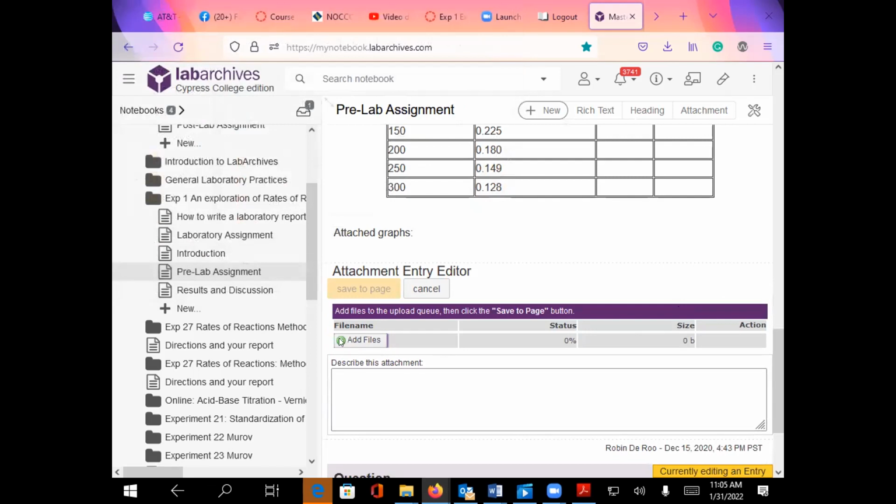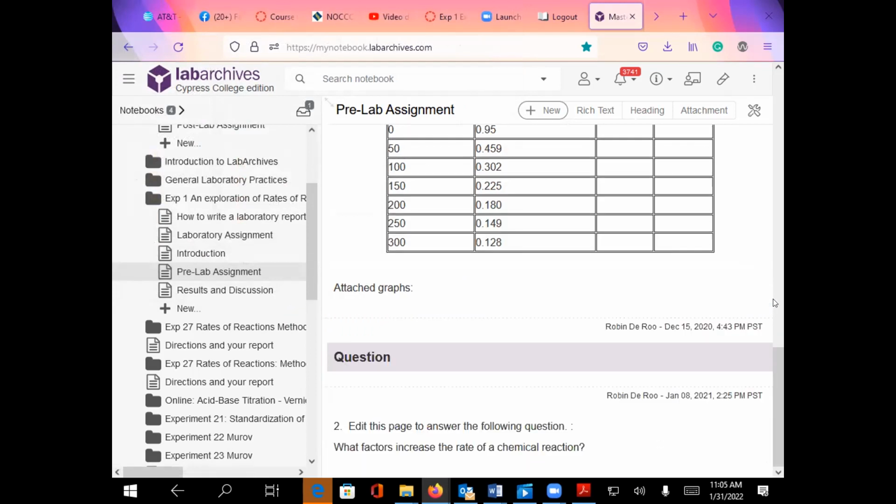And then after I add a file, then I can save the page. I can't save the page because I didn't add a file. And then that's how it puts in your Excel graphs.